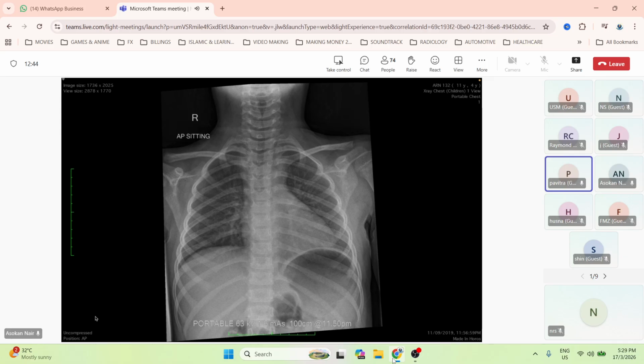Otherwise, there are no other significant abnormality in the bones. Okay. So I would like to give a diagnosis of acute bronchiolitis due to the steeple sign.